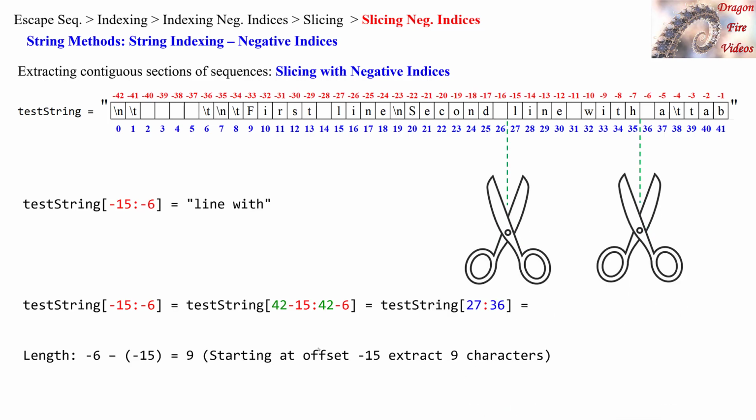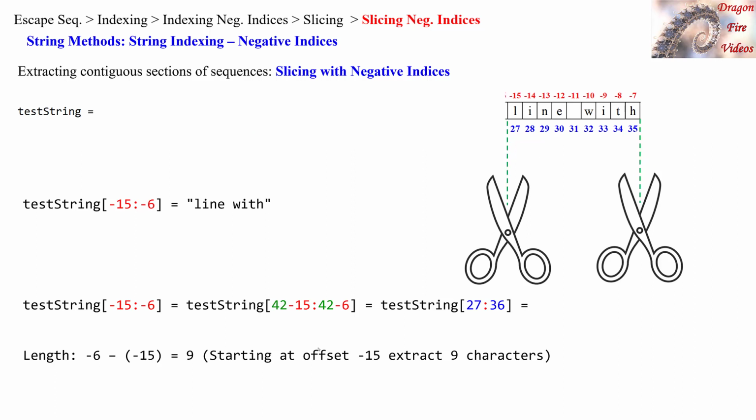We would make our cuts at the negative 15th and the negative 6th position. And what are we left with? We're left with the string line width. Now, once again, we can make the conversion away from negative indices to the corresponding positive indices by using the string length. Here we would say the test string from negative 15 colon negative 6 is equal to the test string from 27 to 36.